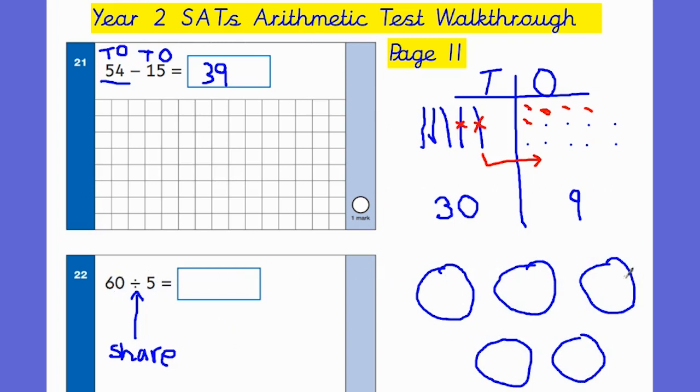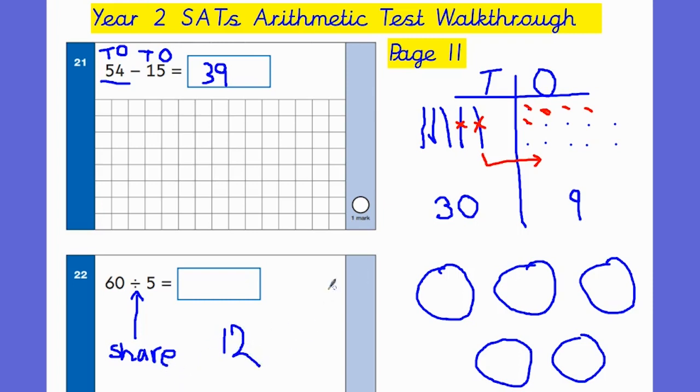Some children may try and do it that way, and they may get the right answer. However, it's not the most efficient way. So another way is to think about what do I multiply by 5 to get 60? So 5 times what makes 60? And the children can count in 5s to do this. So they could count 5, 10, 15, 20, 25, 30, 35, 40, 45, 50, 55, 60. And they should see that they've counted 12 5s.